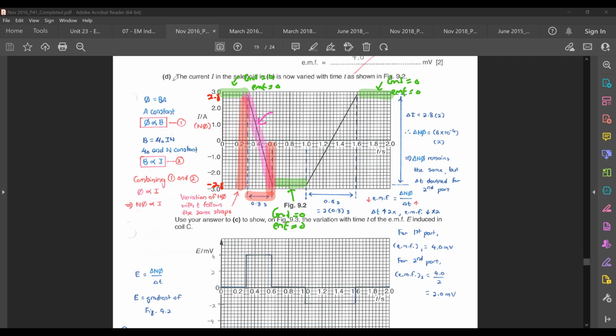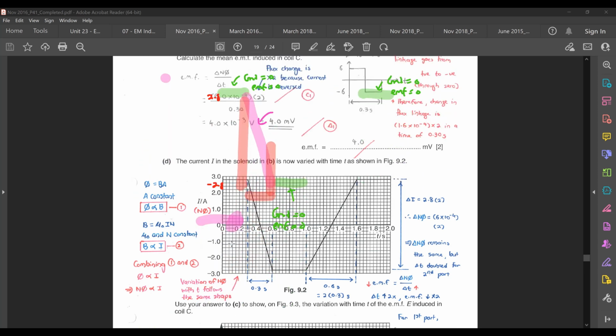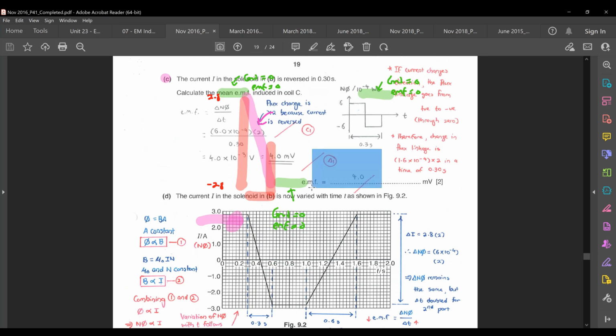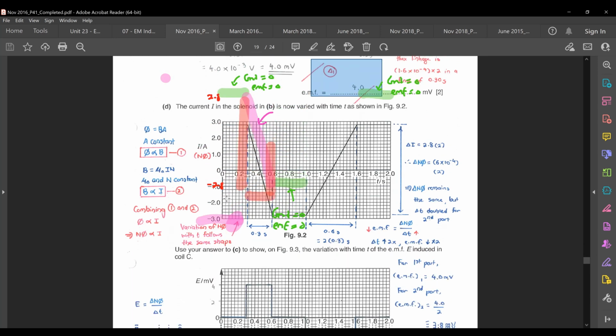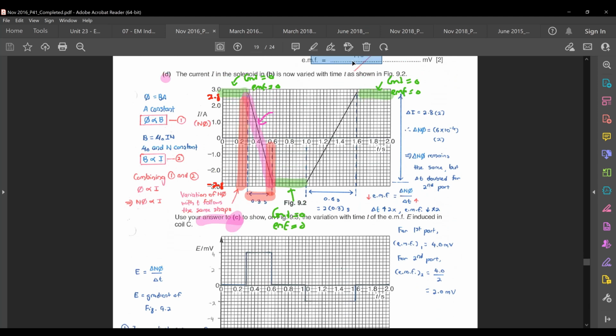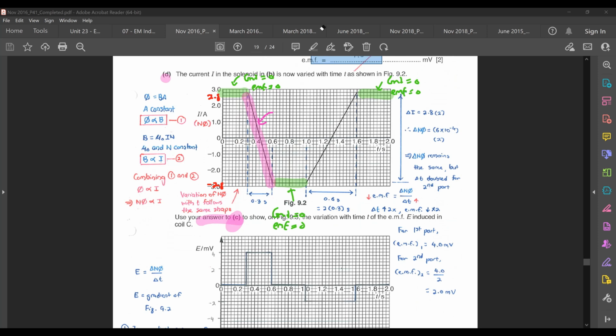The hint that you can actually see from your question is that they told you to use your answer to C to show on the figure below the variation of EMF with time. So they actually wanted you to look at C. You have to relate what you just found in C to this graph, which is the pink color section here. So here, what I can say is gradient is constant. My EMF is going to be constant at 4 millivolts. So that part is the pink color part.